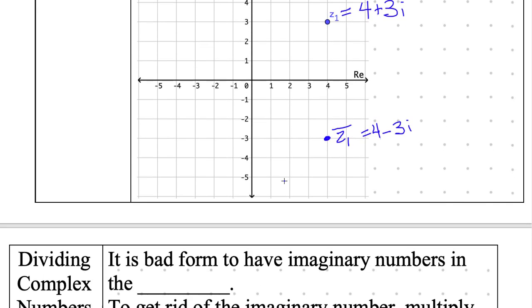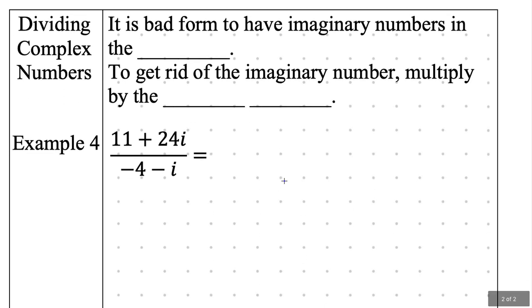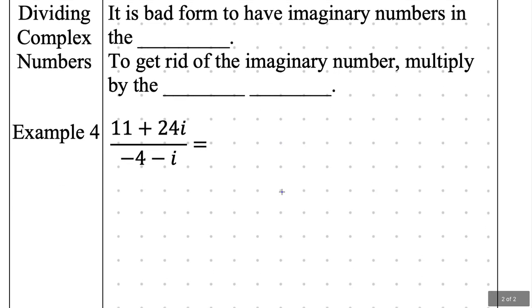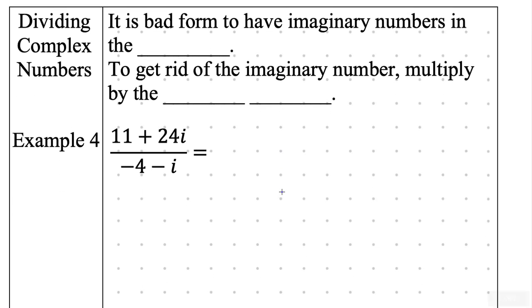Let's go to the back. This is the hard bit. That first bit was easy, reflecting and changing a sign. You know how to do that. This is the difficult form. It is bad form to have imaginary numbers in the, if I have a fraction, guess where it's bad to have it, just like with radicals.